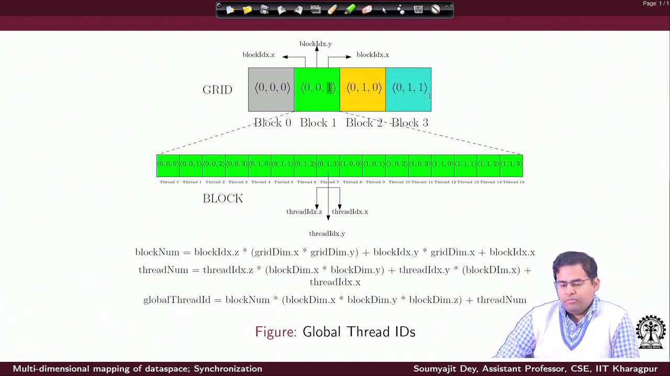Similarly, suppose I am talking about block 3 and one thread in block 3, and how it figures out that it is indeed in block 3. For this thread blockIdx.z is 0, so this part of the expression cancels out. blockIdx.y is 1, so that would get multiplied by the dimension of the grid in the x axis, which is 2.